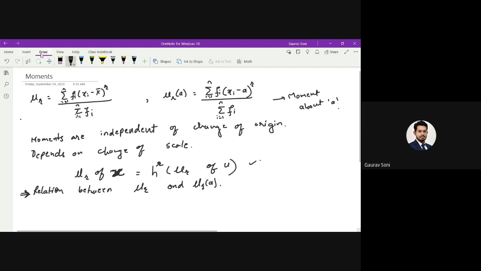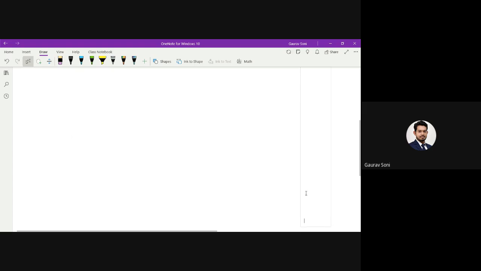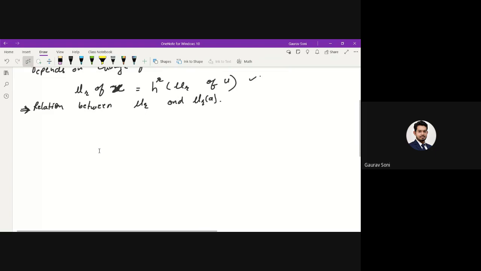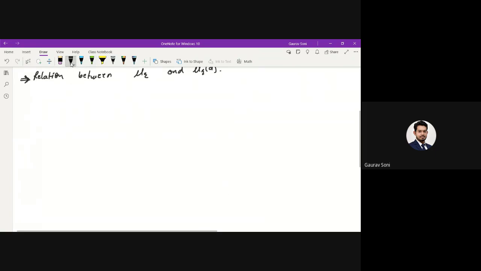Now we need to solve the examples. So we'll start with finding out the central moments. I'll also give you the formula for skewness and kurtosis as we have discussed. So what was the skewness? Let's write down the definition itself here.